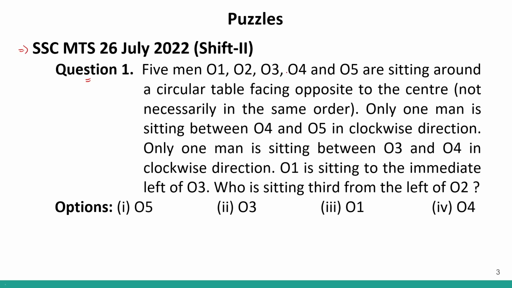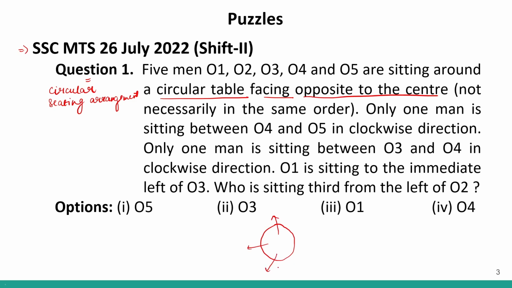5 men O1, O2, O3, O4 and O5 are sitting around a circular table. So this is a question of circular seating arrangement. We can have multiple types of questions on seating arrangement. This one belongs to a circular seating arrangement and they are facing opposite to the center. Opposite to the center means away from the center. So we have 5 men who are facing away from the center. Clear? Now, not necessarily in the same order. That means these are jumbled up.